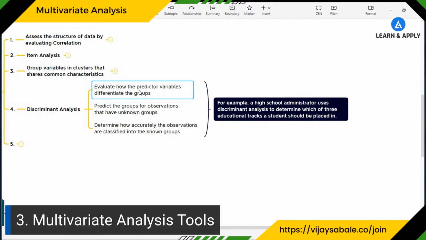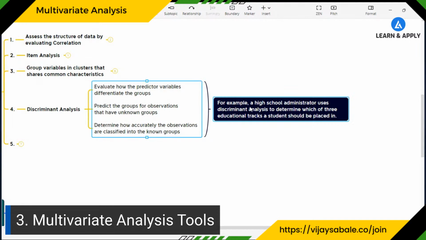Evaluate how the predictor variables differentiate. Second, predict the groups for observations that have unknown groups. That means if you got the observations, we must know in which category or group each belongs. Third, determine how accurately the observations are classified into the known groups. So we can also check the accuracy. Depending on the eigenvalues that we are getting, we can say which is the most suitable group for that particular observation, right? So again, this is a very powerful tool.